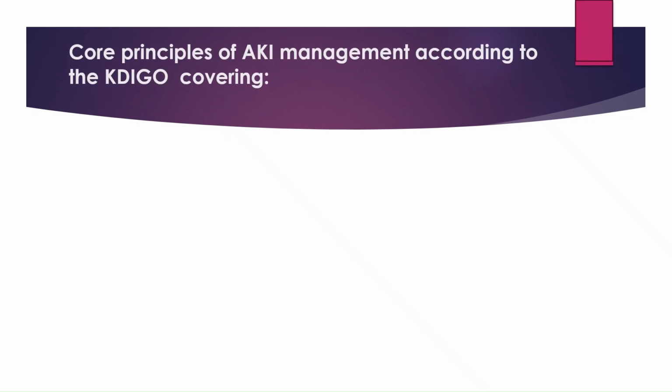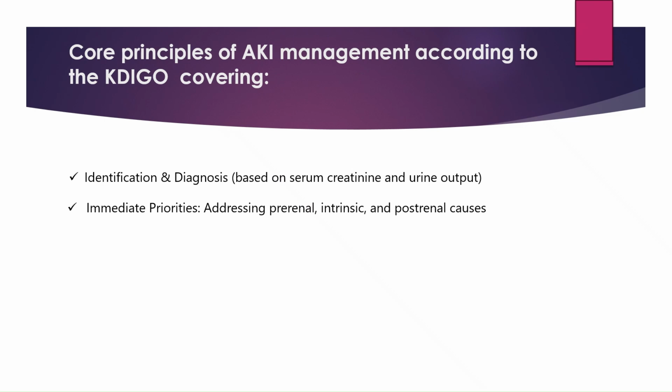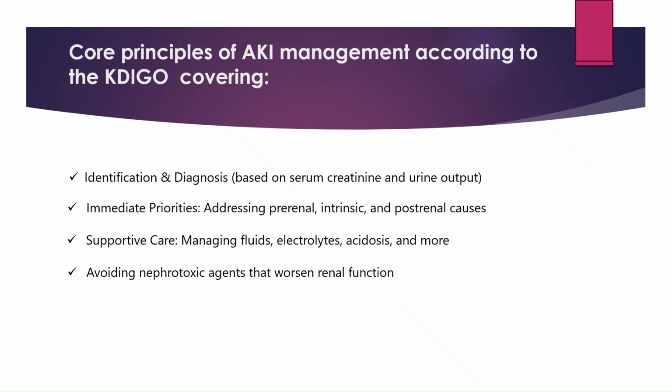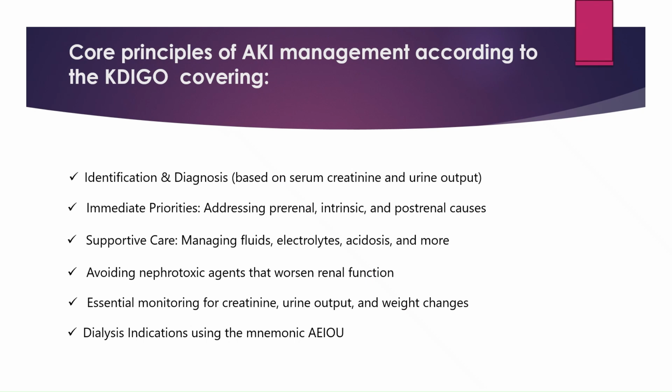AKI management, according to the KDIGO guidelines, or the Kidney Disease Improving Global Outcomes, covers the following. Identification and diagnosis, based on serum creatinine and urine output. Immediate priorities, addressing pre-renal, intrinsic, and post-renal causes. Supportive care, managing fluids, electrolytes, acidosis, and more. Avoiding nephrotoxic agents that worsen renal function. Essential monitoring for creatinine, urine output, and weight changes. Dialysis indications using the mnemonic AEIOU: acidosis, electrolyte abnormalities, intoxication, overload, and uremia.